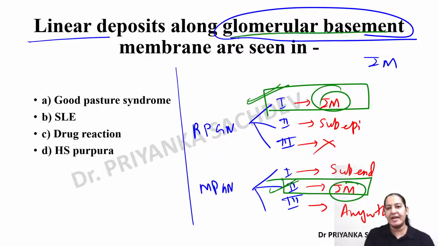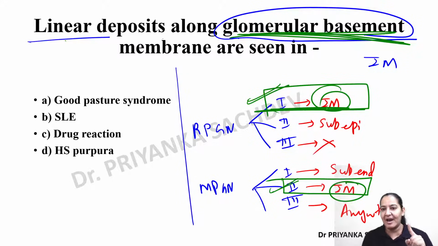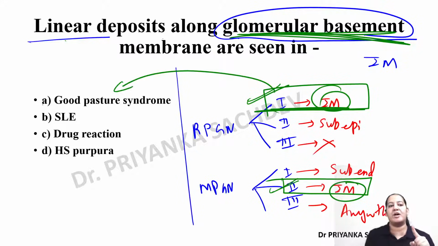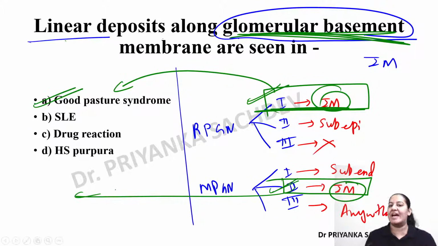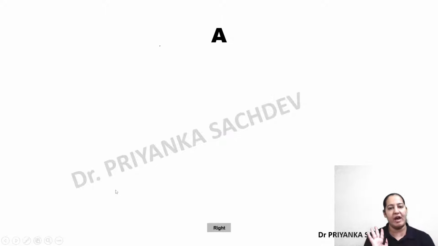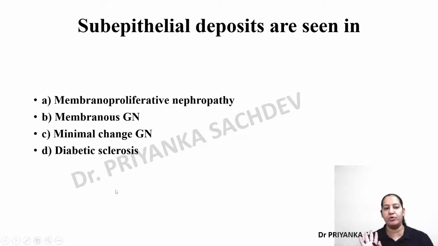Here again intramembranous deposits are asked. Linear deposits along the glomerular basement membrane are intramembranous. So the answer is type 1 RPGN, and another name of type 1 RPGN is Goodpasture. So I will go with it. If the option contains type 2 MPGN also, I will go with that also. Have you got it? The location of the deposit in each of them is very peculiar. You have to learn.